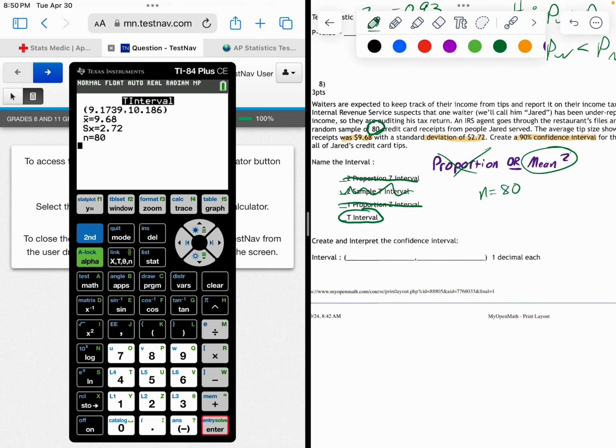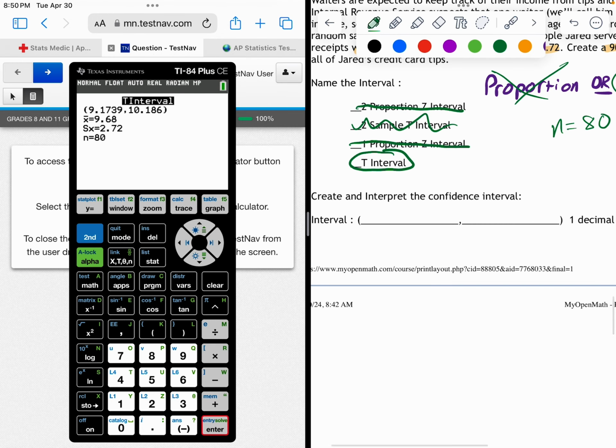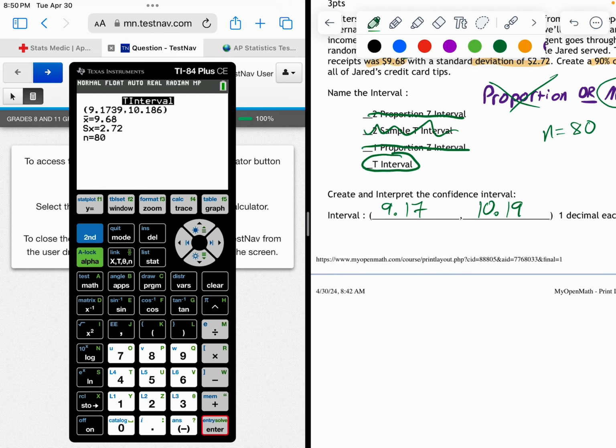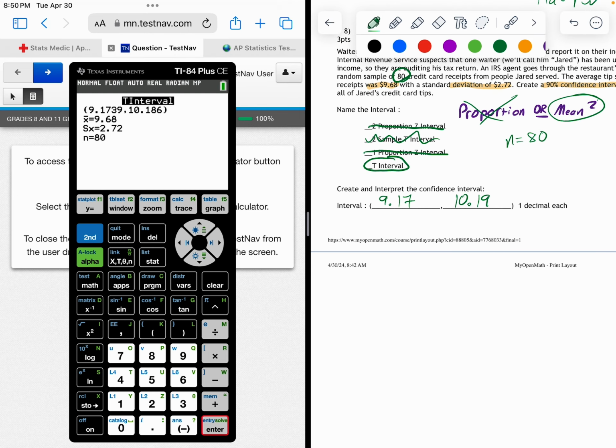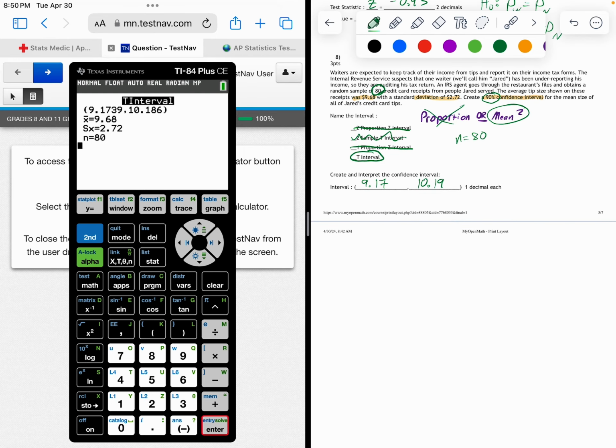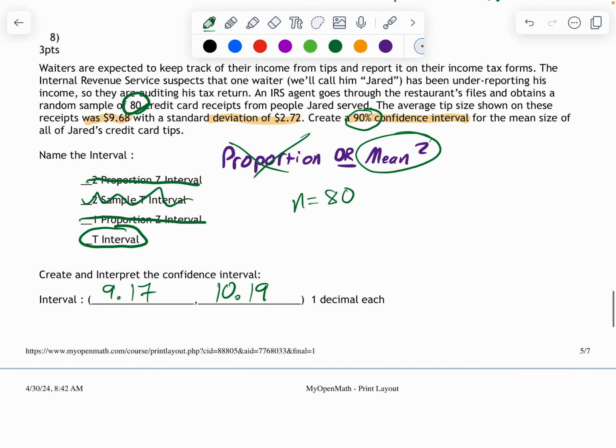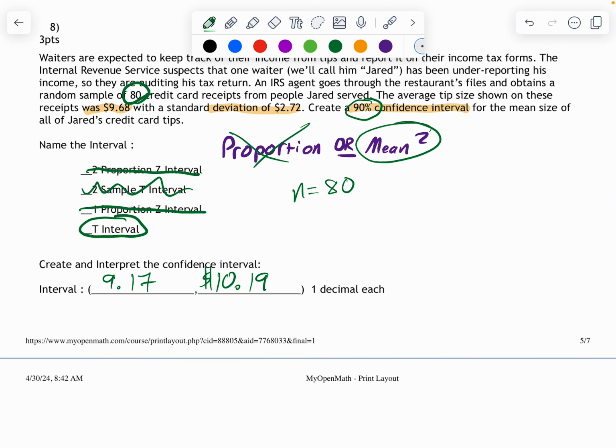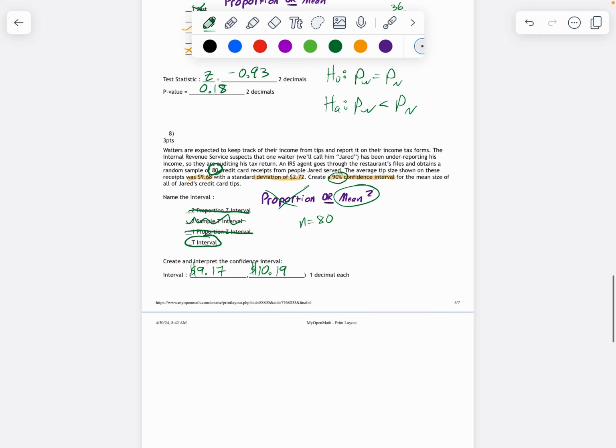Calculate. Okay. And so now they know that they're 90% confident his average tip was between $9.17 and $10.19 if you round to the nearest penny. They're 90% confident that his average tip received on a meal is between $9.17 and $10.19.